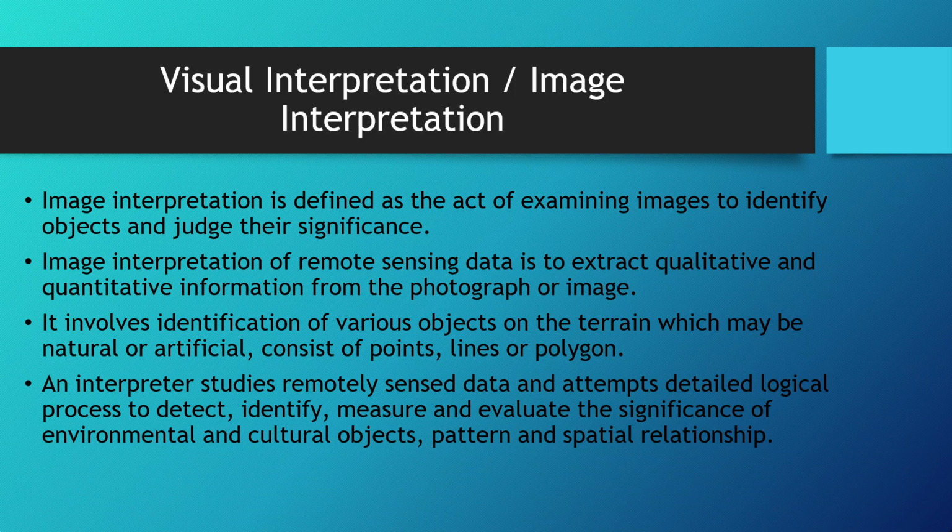Now, move on to visual interpretation or image interpretation. Image interpretation is the process of carefully examining images to identify objects and understand their importance. In remote sensing, it helps extract both qualitative and quantitative information from photographs or satellite images. It involves identifying natural and man-made features such as points, lines, and polygons on the Earth's surface. The interpreter analyzes patterns, spatial relationships, and characteristics to detect, measure, and evaluate environmental and cultural features.